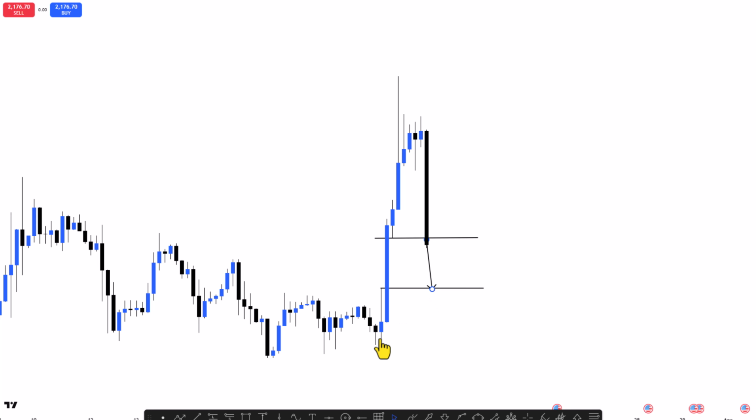Now, a demand zone is simply an indecision candle before a large upward move. You can see here we have this doji-style candle with rejections either side.